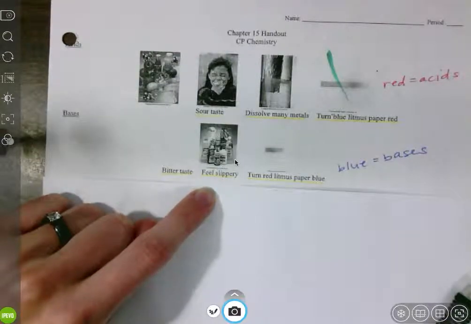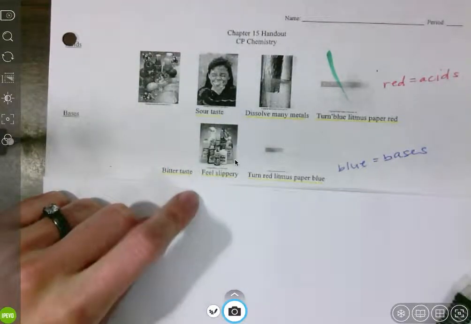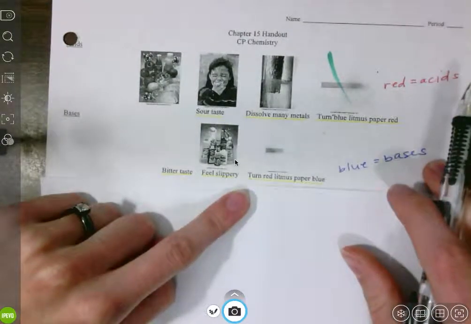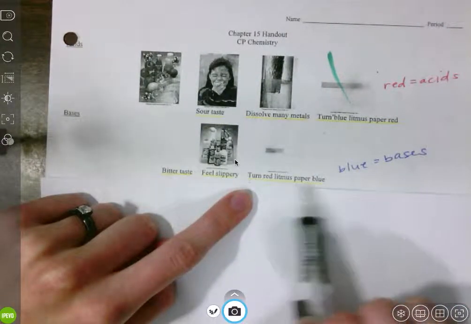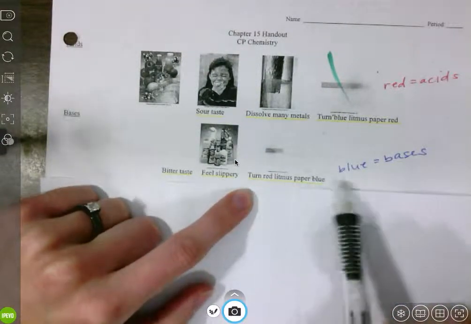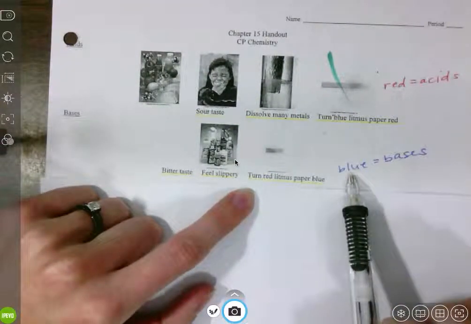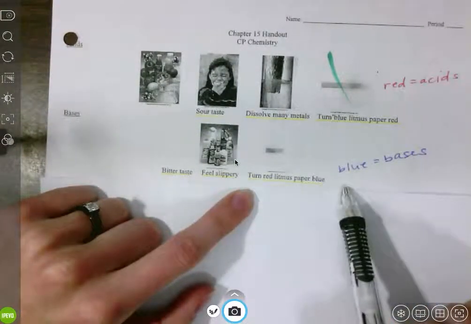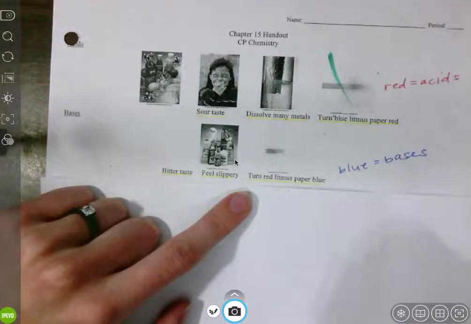Strong bases can eat at your skin like strong acids can, just FYI. And then bases are going to turn red litmus paper blue. So we have red and blue litmus paper. The easiest way to remember litmus paper changing and if we're dealing with an acid or a base.